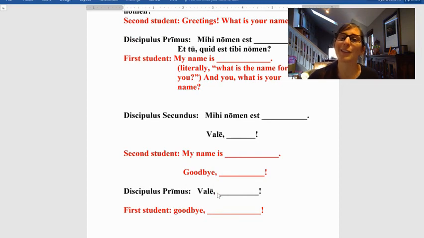Right? And so you can give this a try and have some fun with it. But the main point is that you're just getting some pronunciation and playing around with actually speaking some real Latin here. Okay. All right. So have fun with this.